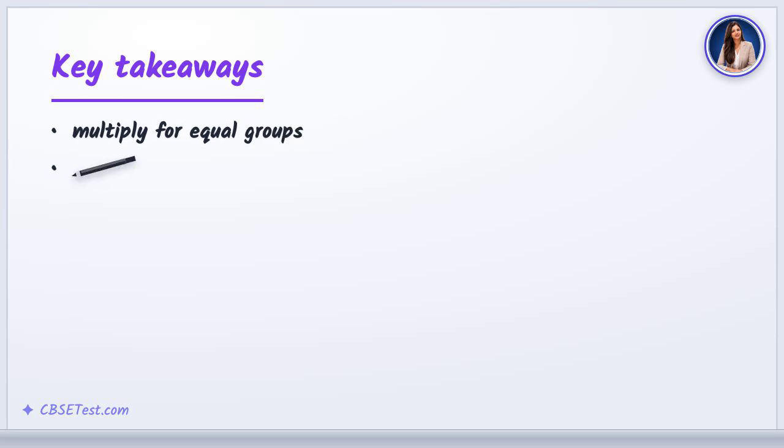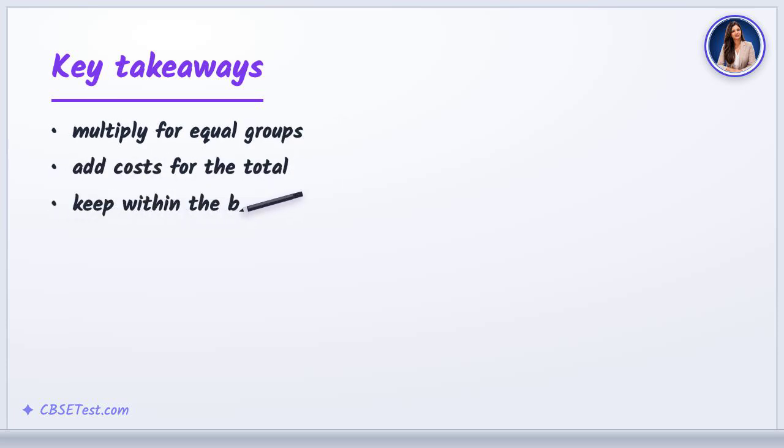To recap, multiply for equal groups, add costs for the total, and keep spending within the budget.